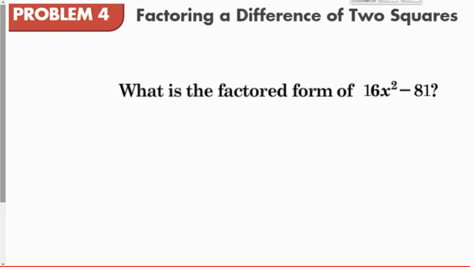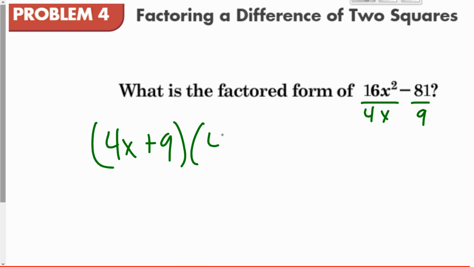Okay, so go ahead and try this on your own. Pause the video and do this. What's being squared here? 4 and x. What's being squared here? 9. Middle's missing, so 4 plus 9. Or sorry, 4x plus 9 and 4x minus 9.